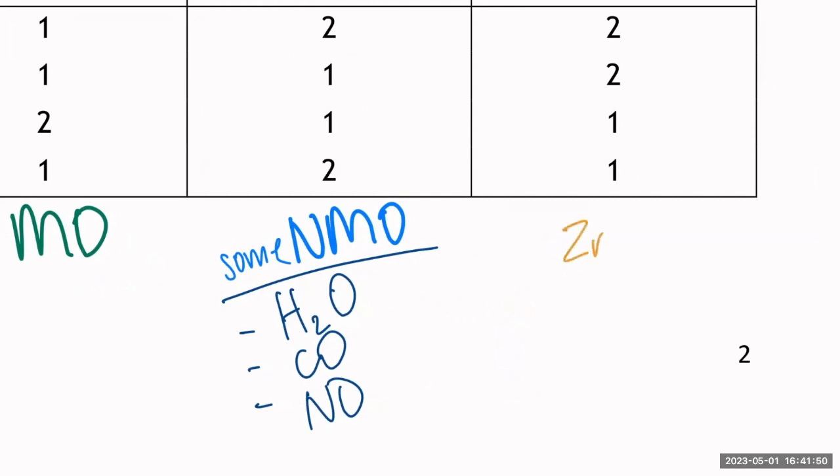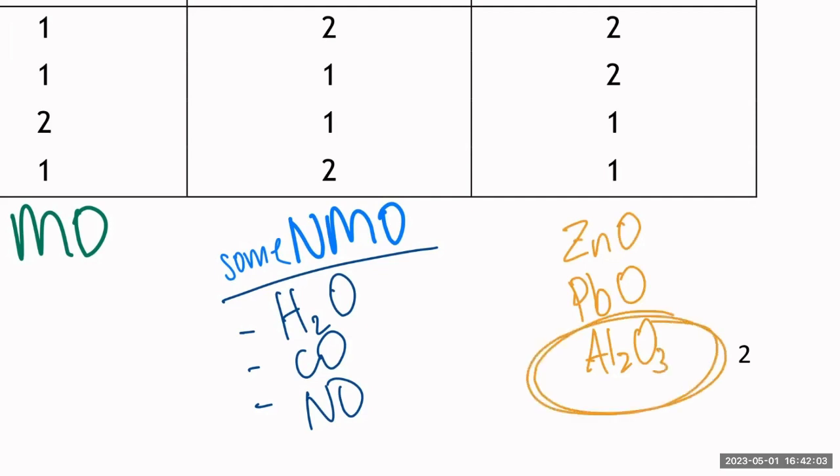Zinc oxide, what else? Lead(II) oxide. And one more, the most obvious one: aluminum oxide. Okay, so actually, personally, I would say that this one is the most common. Aluminum oxide is the most common amphoteric oxide.